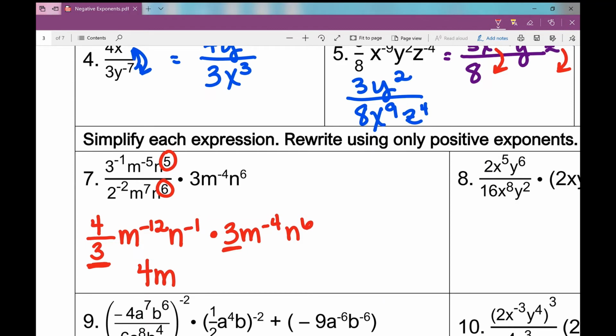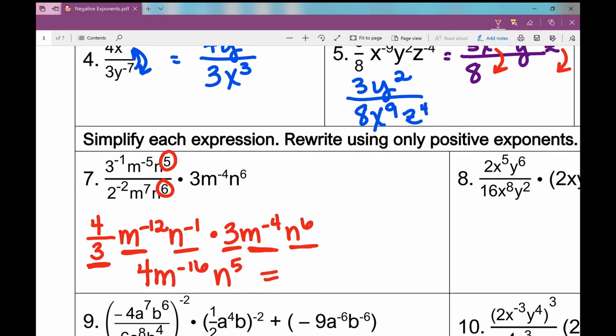And then what do we do with the variables and their exponents? One variable at a time, m to the power of negative 12, m to the power of negative 4. I can add my exponents. So I get negative 16, right? There's that integer rule I'm talking about. Same signs, add and keep. Then n to the power of negative 1, n to the power of 6. When I combine those, I get n to the power of positive 5. Different sign, subtract, take the sign of the larger number, then it'll be exact.